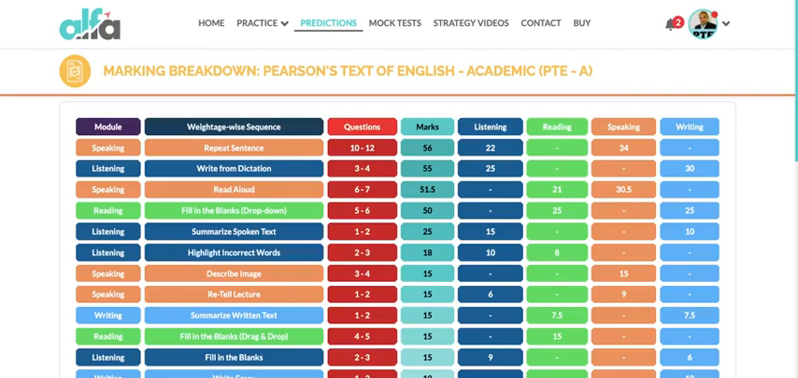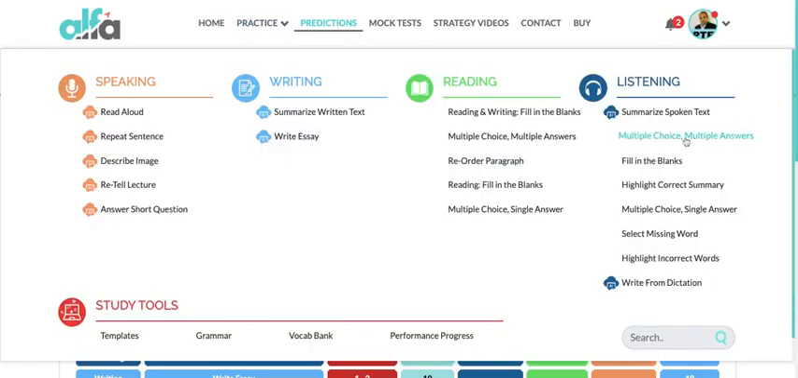So let's get started with the first question of the listening section. The first question of your listening section is summarize spoken text. In this question type, an audio plays for us. We have 10 minutes to do this. In summarize spoken text, you listen to an audio, take some notes of the keywords discussed in the audio, and then write a summary of 50 to 70 words.